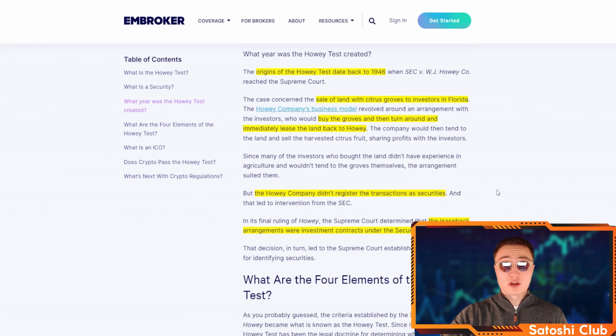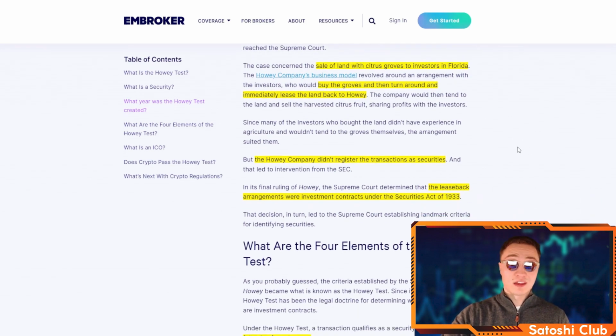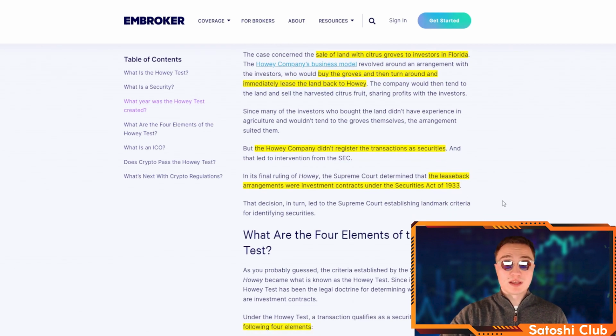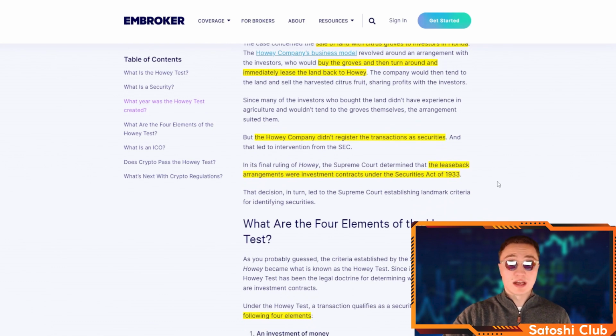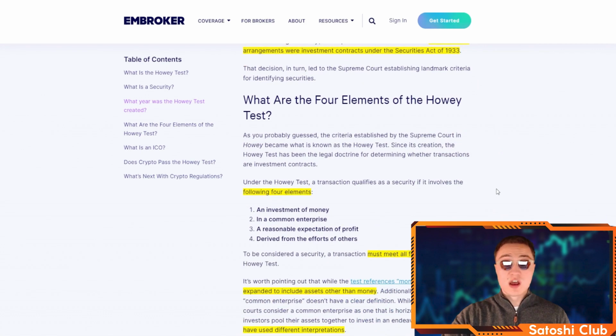The transactions were not registered as securities, and as the SEC deemed in their final ruling of Howey, the Supreme Court says that the leaseback arrangements were investment contracts under the Securities Act of 1933, which basically means that the Howey Test was created at this point right here. The criteria that the Howey Test actually holds are these four things, which derive directly from that case in 1946.